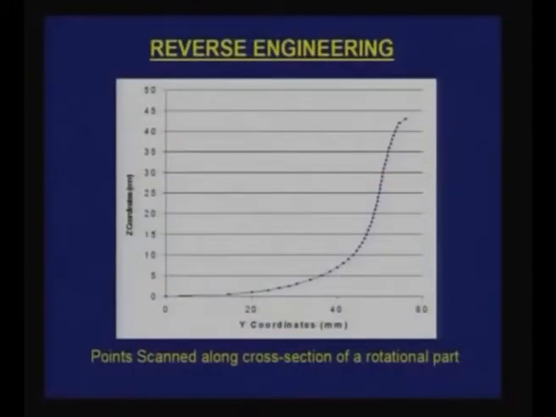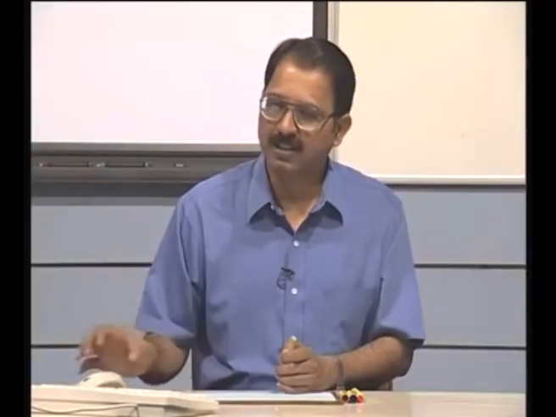Here is an example of a part which is axisymmetric. This is like an object in the form of a bowl. But since it is axisymmetric, I do not have to take points all along it, because it is the same cross section which, when revolved, has been obtained as an axisymmetric part. So even if I take the measurement along one of the sections, that is enough.